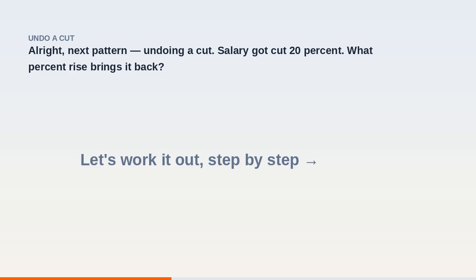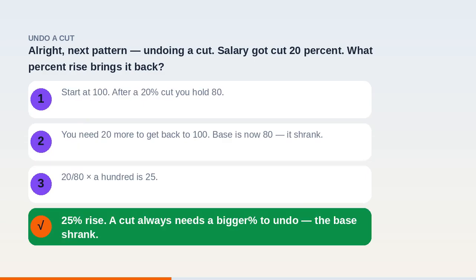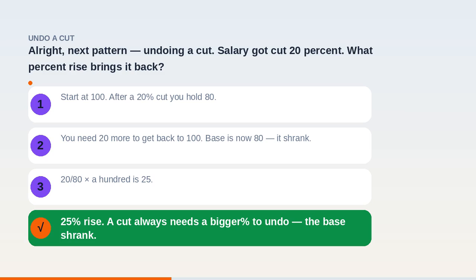Alright, next pattern, undoing a cut. Salary got cut 20%. What percent rise brings it back? Start at 100. After a 20% cut you hold 80. You need 20 more to get back to 100. Base is now 80, it shrank. See, 20 over 80 times 100 is 25. 25% rise. A cut always needs a bigger percent to undo, because the base shrank.